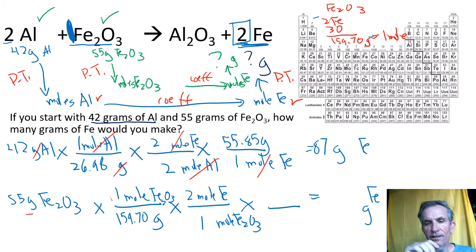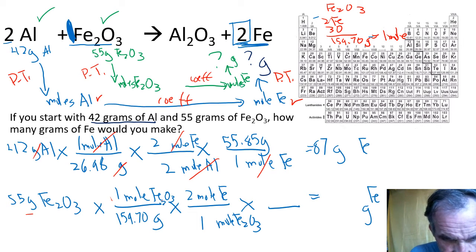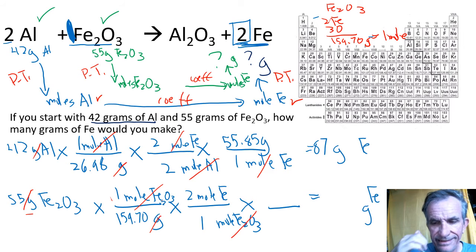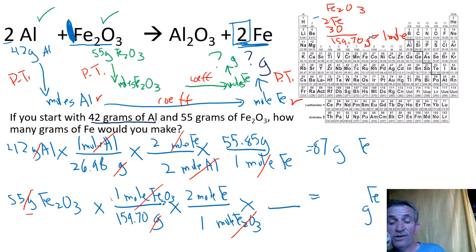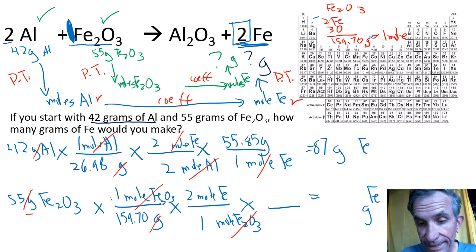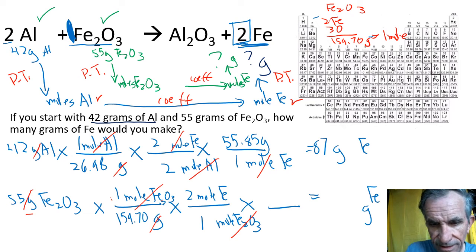All right. At this point, let's see where we're at. Grams, gone. Iron oxide, gone. Now we have moles of iron. So I just need to convert from moles of iron to grams of iron. So the way I would do that is I would use the weight off the periodic table for iron. So iron again is 55.85 grams equals a mole.